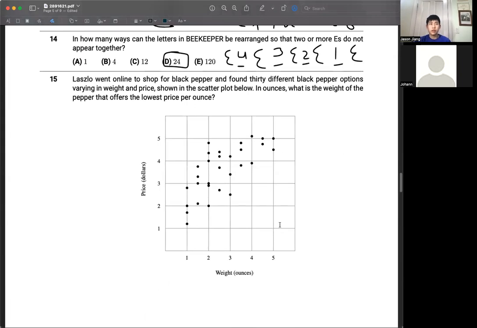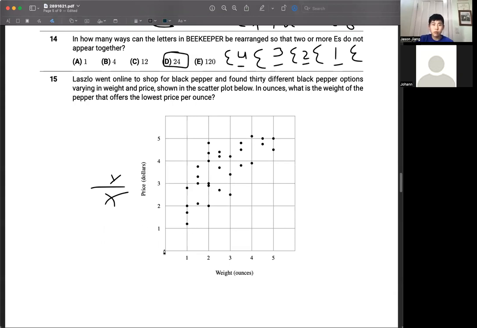Problem 15. Laszlo went online to shop for black pepper and found 30 different black pepper options varying in weight and price, shown in the scatter plot below. In ounces, what is the weight of the pepper that offers the lowest price per ounce? So if we want the lowest price per ounce, that's the lowest y value over x value. And the y over the x, of course, is just the slope.